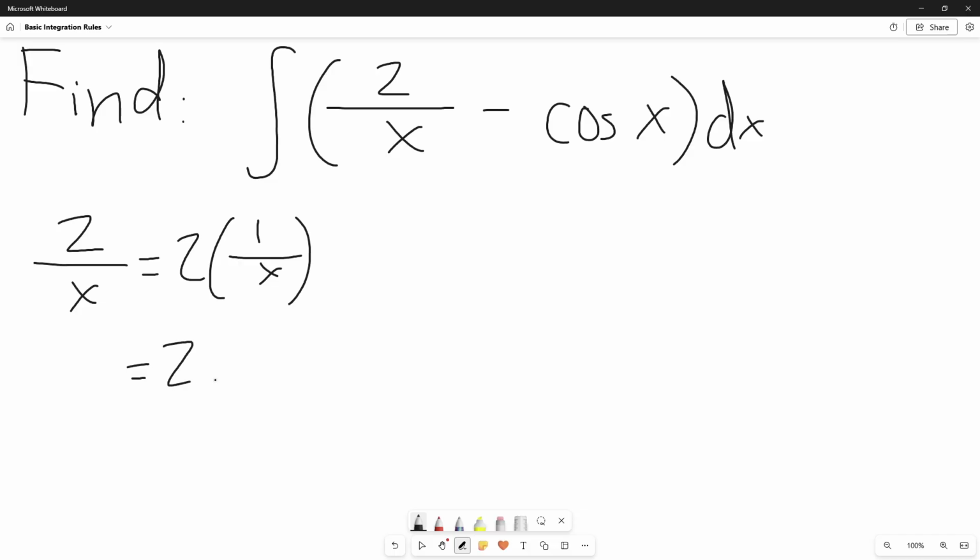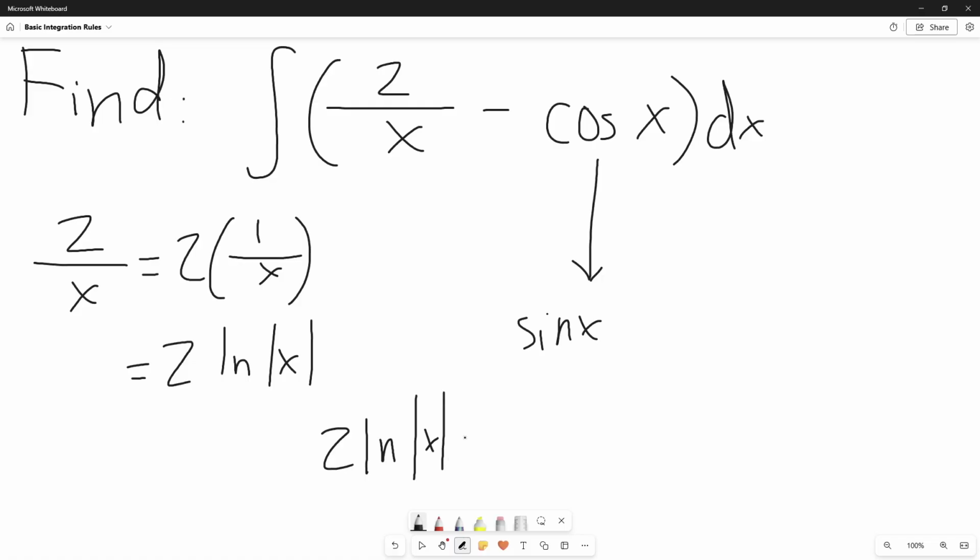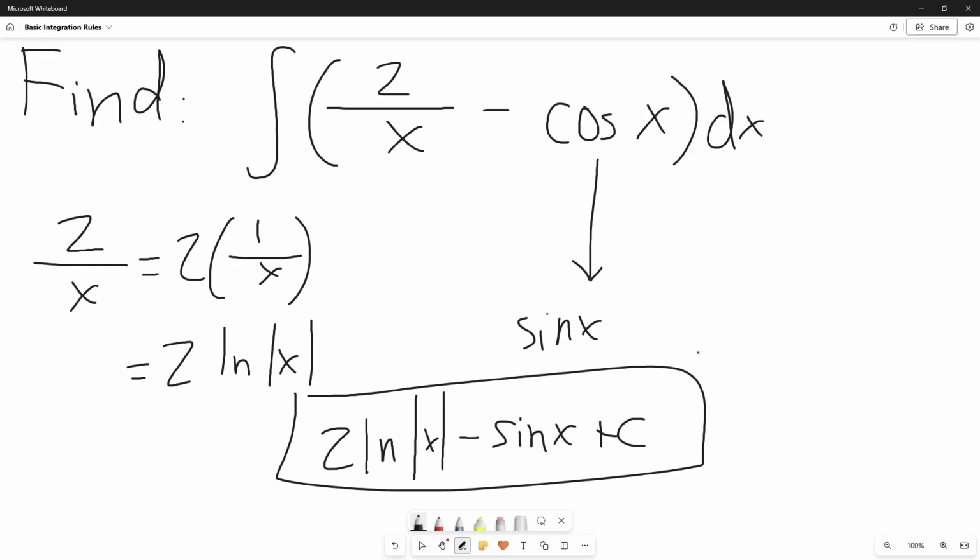So this will just be 2 times ln of the absolute value of x, and now let's focus on this cosine of x. The integral of that is just sine x, and now if we put everything together, we get 2 times ln of the absolute value of x minus sine x plus c. And that is our final answer. So everything that I explained in this video and all the problems that I went through is to teach you everything that you need to know about some basic integration rules.